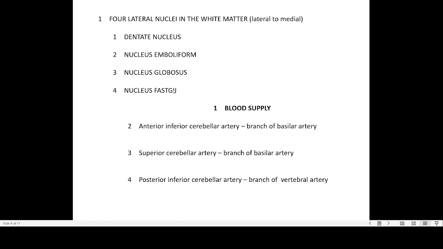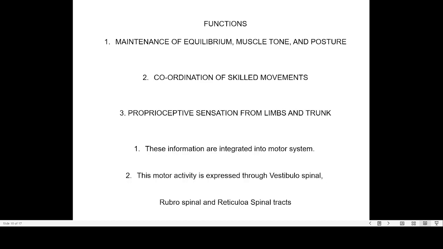Then what is the blood supply? The blood supply is usually by the anterior inferior cerebellar artery, which is a branch of the basilar artery. Then the superior cerebellar artery, also a branch of the basilar artery. Then the posterior inferior cerebellar artery, a branch of the vertebral artery. So remember the three main vessels: anterior inferior cerebellar, superior cerebellar, and posterior inferior cerebellar artery. These are the main vessels which supply the blood. Then what are the functions of the cerebellum?